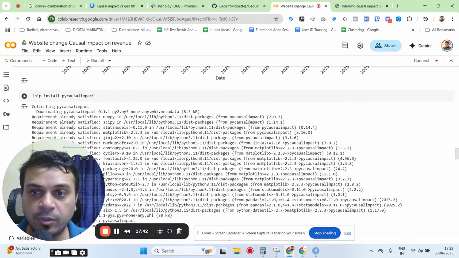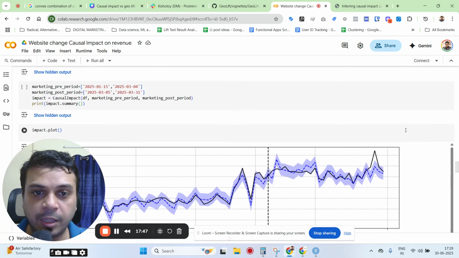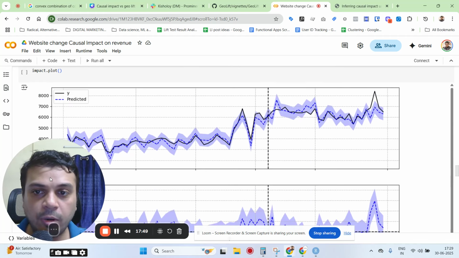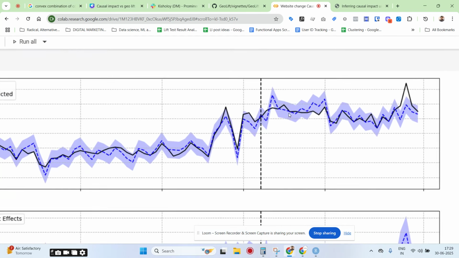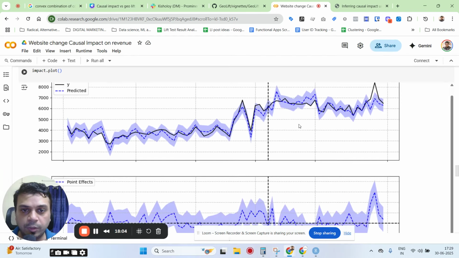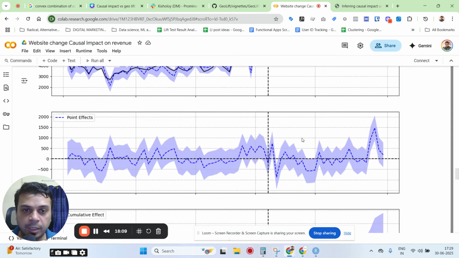So now I invoke the causal impact package, and it gives me the actual impact plots. This is your actual versus predicted. The black line shows how the actual observations were, and the prediction is your blue line. The shaded part for the blue is basically your confidence interval, so that's how much the variation would have been as per the expectation.